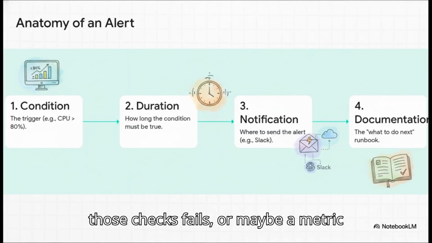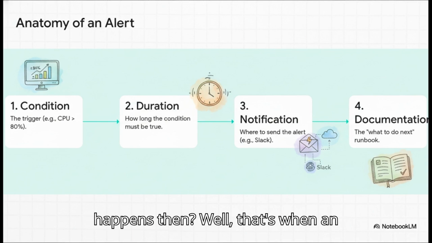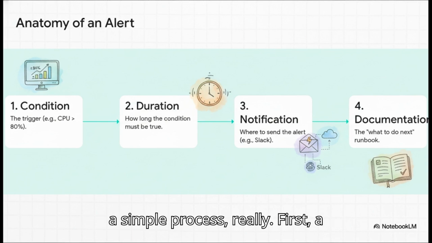So let's say one of those checks fails, or maybe a metric like CPU goes through the roof. What happens then? Well, that's when an alerting policy springs into action. It's a simple process, really.